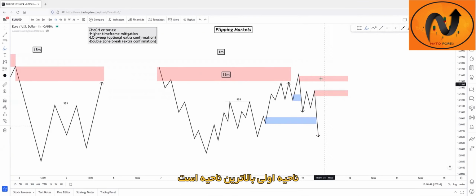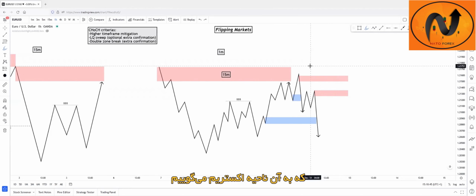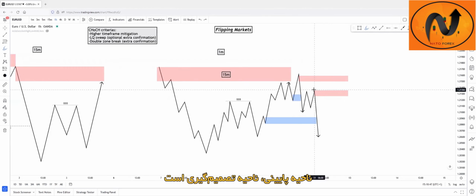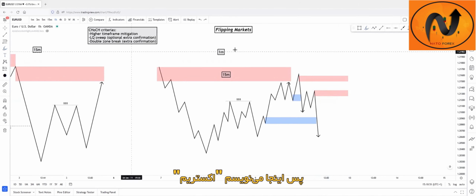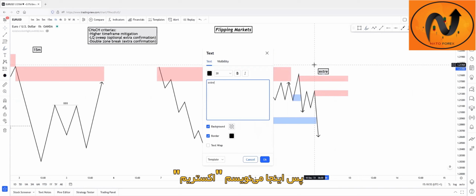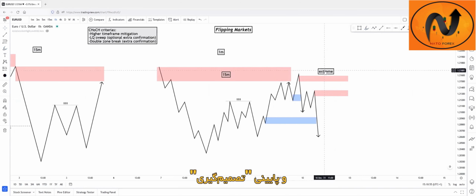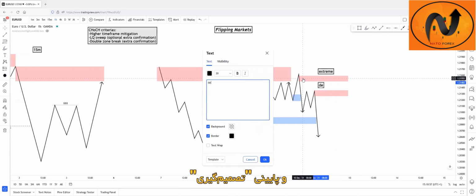Okay, so the first zone, the upper zone, is the extreme zone. We call it an extreme zone. The downer zone, this one, is the decisional zone. So I will just write it here. This is the extreme, and the downer is the decisional.